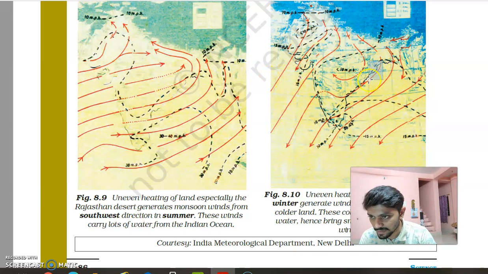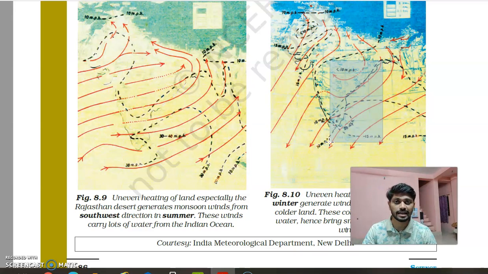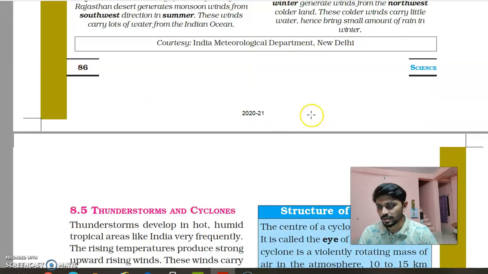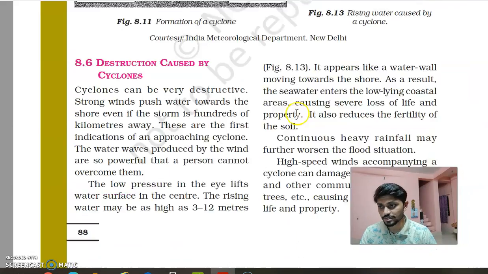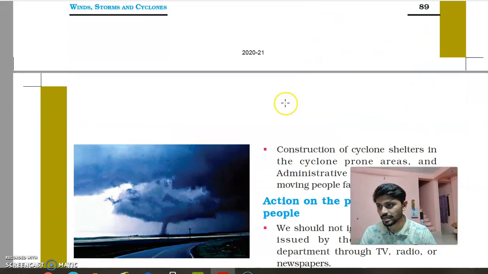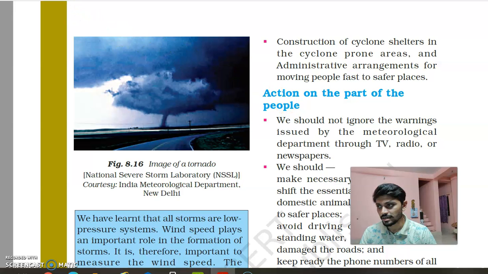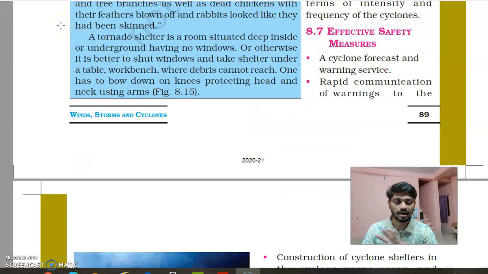So this is our eastern coast, and that is a cyclone prone region. So the eastern coast of India is a cyclone prone region because a lot of low pressure is created on the Bay of Bengal as compared to the land. So that's about the cyclones and tornadoes, and as we know, the damage is unimaginable.